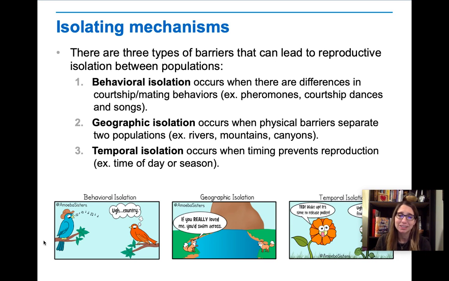Geographic isolation is the next one. It's the middle graphic there on the bottom. And this is where we have physical barriers that are going to separate two populations. So these include rivers, mountains, canyons, oceans, lakes, almost any type of geographical feature that you think could potentially cause something to physically become separated. Okay, so behavior is not a physical separation, but geographic is. So these are things that are now living in different locations. And so the Grand Canyon is a great example of that.